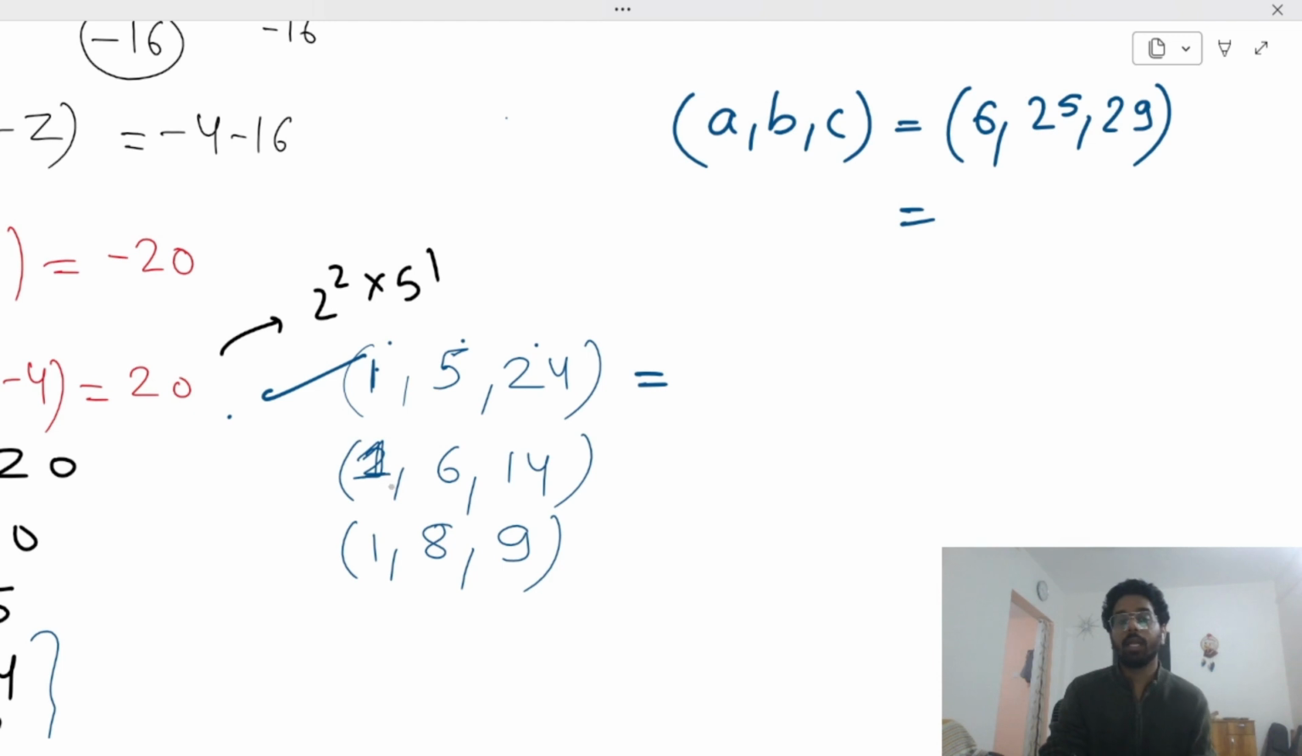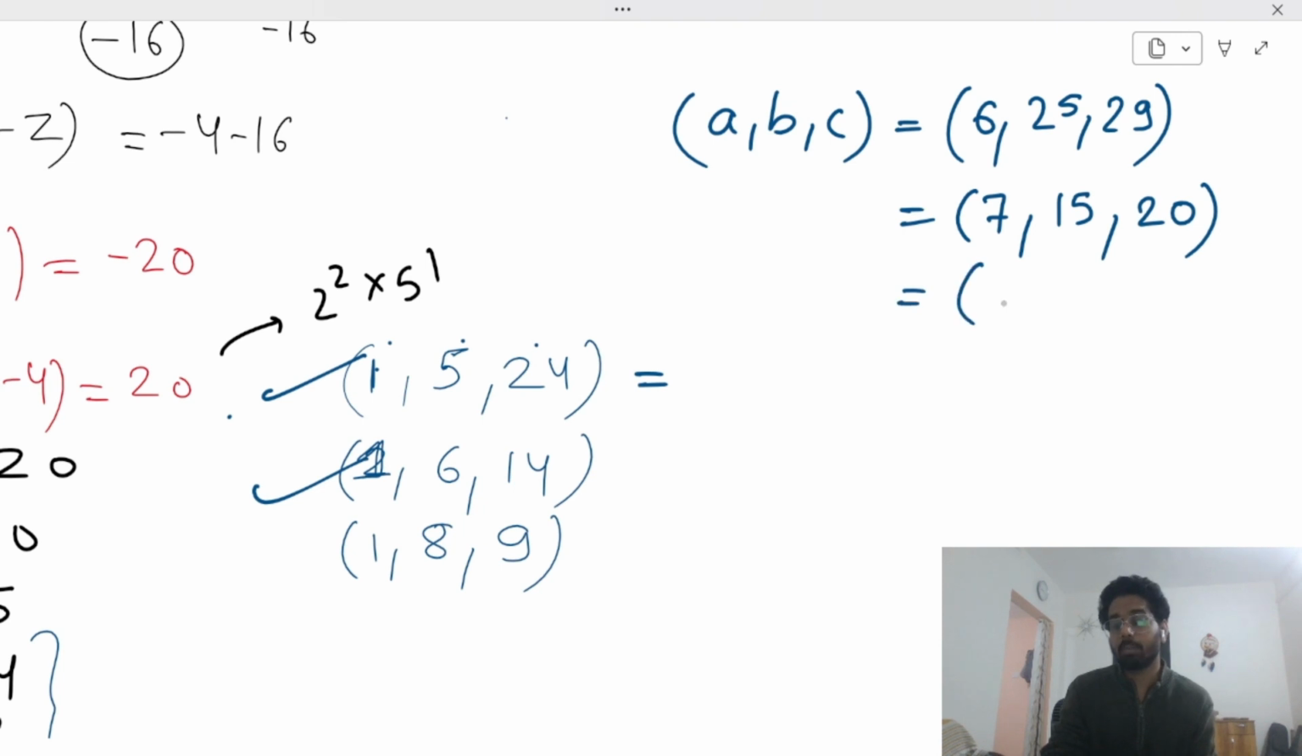This one is done. Now 1 plus 6 is 7. 1 plus 14 is 15 and 6 plus 14 is 20. Now the sum of any two sides is more than the third side. That's for very sure in this question also. So this is also justified.